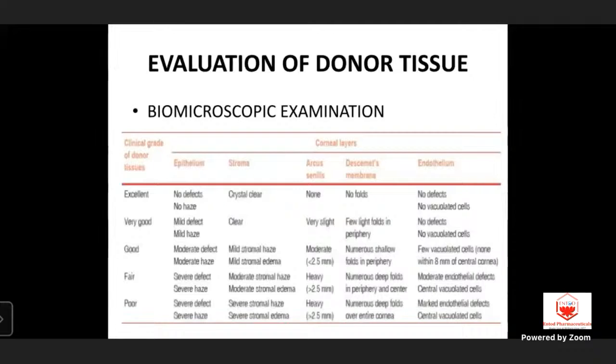So before doing all this, first they will evaluate the donor tissue. So that's biomicroscopic evaluation. So they'll grade the cornea as excellent, very good, good, fair, or poor based on the conditions in the epithelium, stroma, arcus senilis, Descemet's membrane, and endothelium.